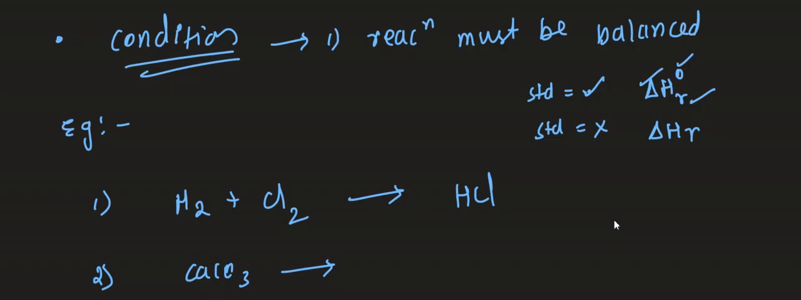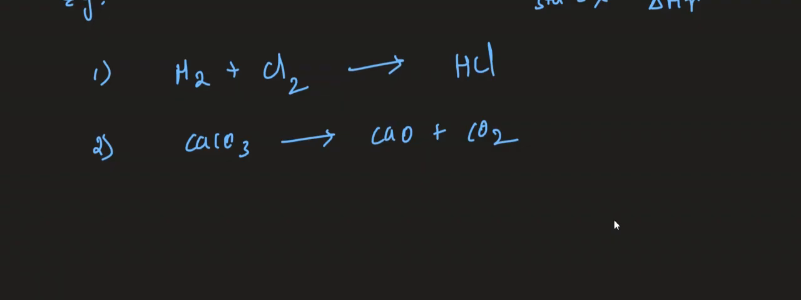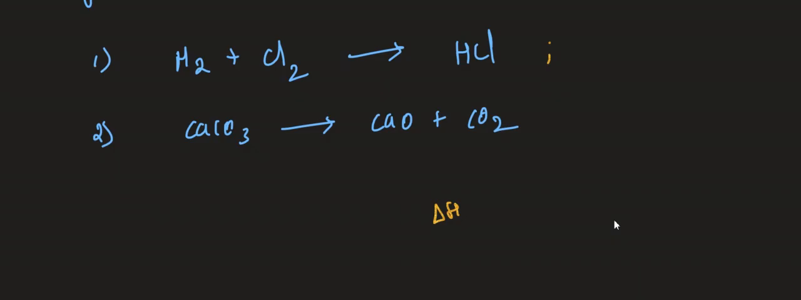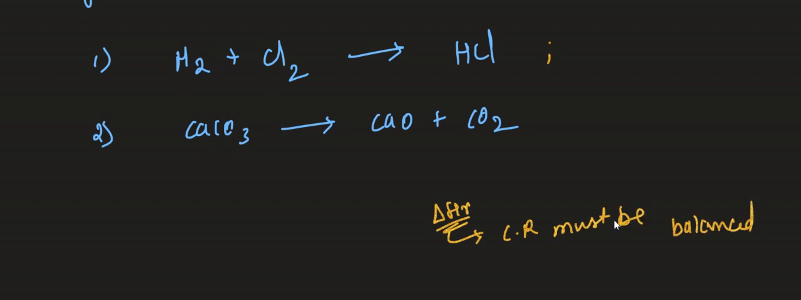Okay, so let us see out of 2 who is eligible for delta HR. What is the condition for delta HR? When should you say the question is eligible for delta HR? Only one and only one condition. What is that? The chemical reaction must be balanced. If it is not balanced, then you cannot apply the formula of what? You cannot apply the concept of delta HR.